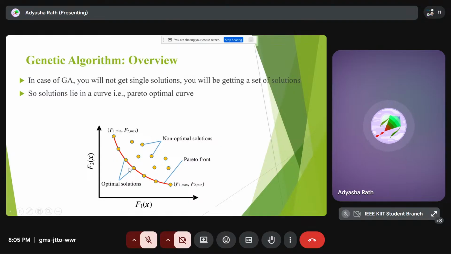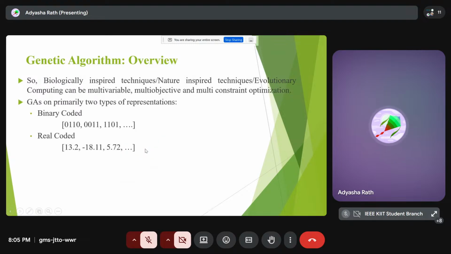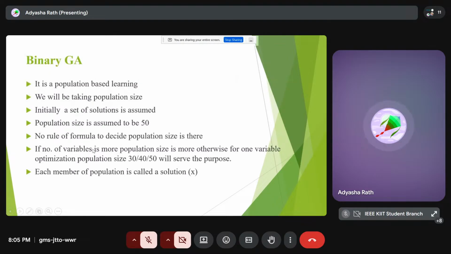Some of the solutions will lie on the curve, which is called the optimal solutions, and some of the points that will not lie on the curve are called what? Non-optimal solutions. Okay, so here there are basically two types of representations of GA: binary coded, like 0110, and real coded, meaning decimal or negative numbers. So we will discuss binary coded.